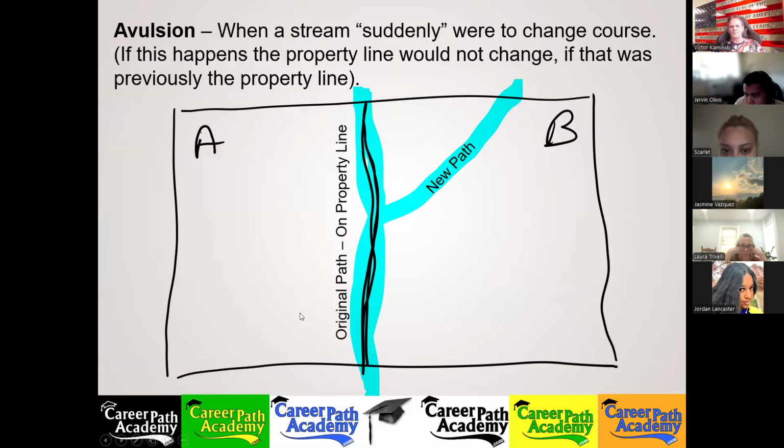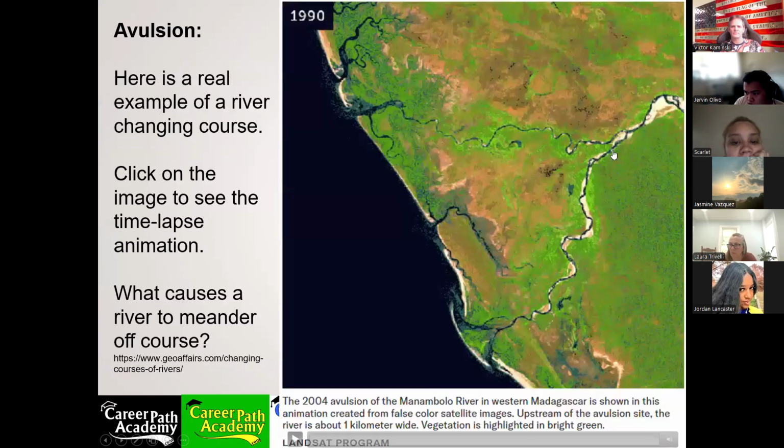Here, I have a simple drawing. The original stream goes this way, but now it suddenly changed its path. It goes this way. The property line doesn't move. The stream remains, the property line remains where it always had been. This is actually a little animated video I'm going to play for you. Here is a real example of a river changing its course.